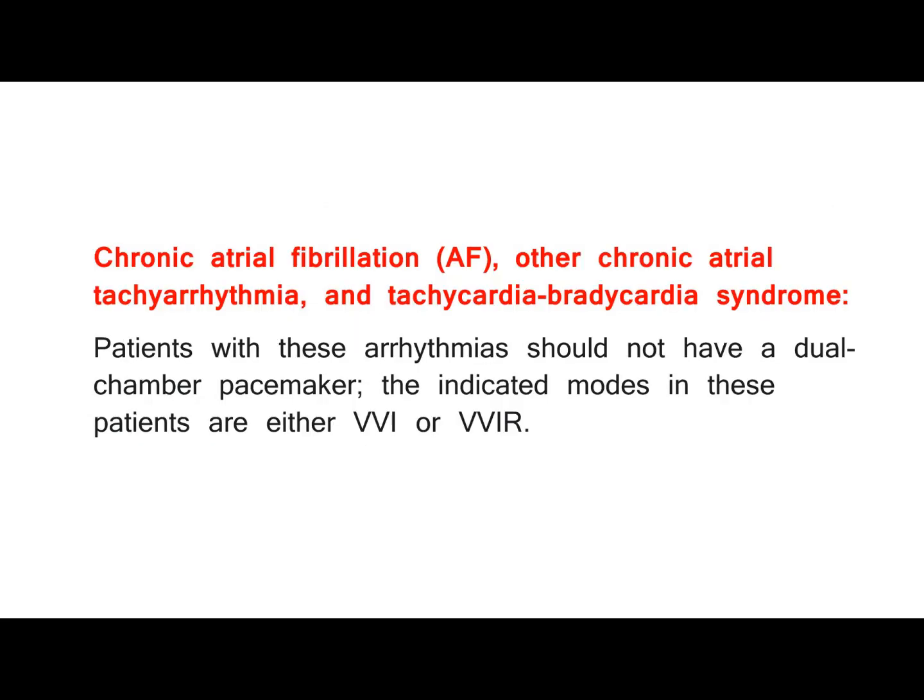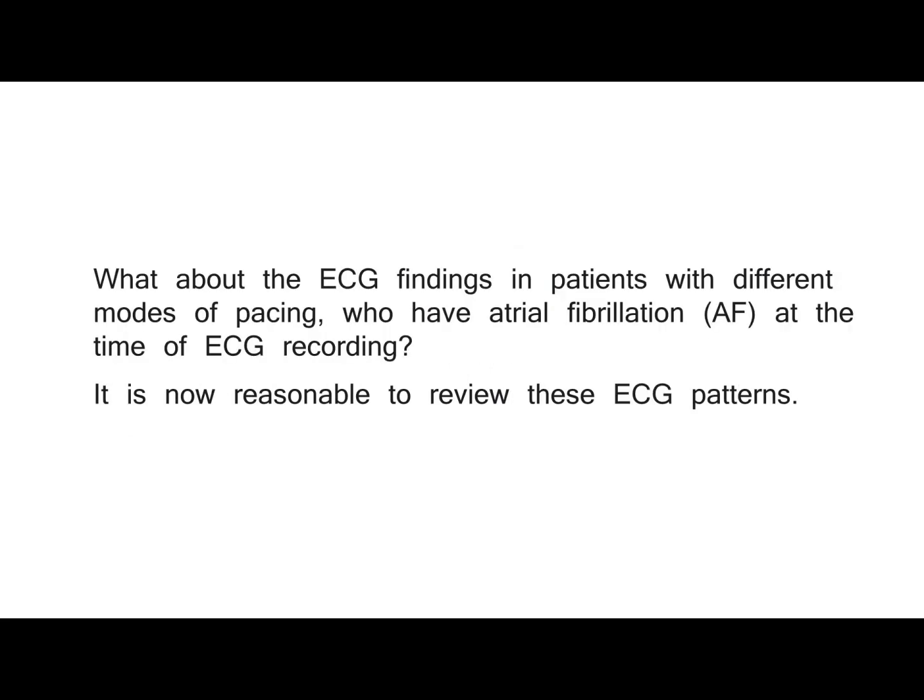Chronic atrial fibrillation, AF, other chronic atrial tachyarrhythmia, and tachycardia-bradycardia syndrome. Patients with these arrhythmias should not have a dual-chamber pacemaker. The indicated modes in these patients are either VVI or VVIR. What about the ECG findings in patients with different modes of pacing, who have atrial fibrillation, AF, at the time of ECG recording? It is now reasonable to review these ECG patterns.